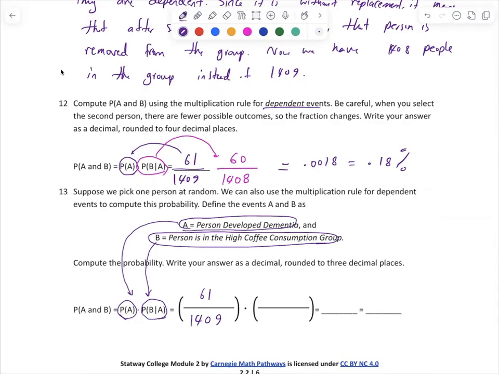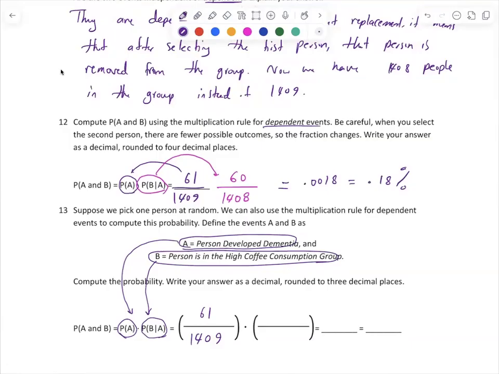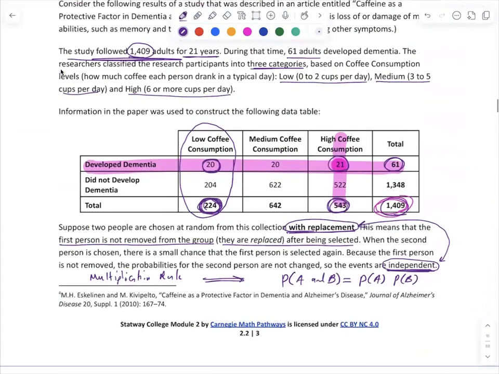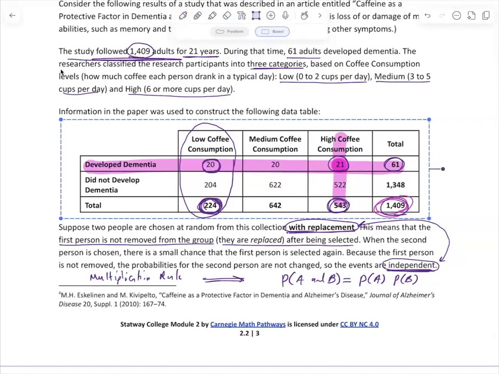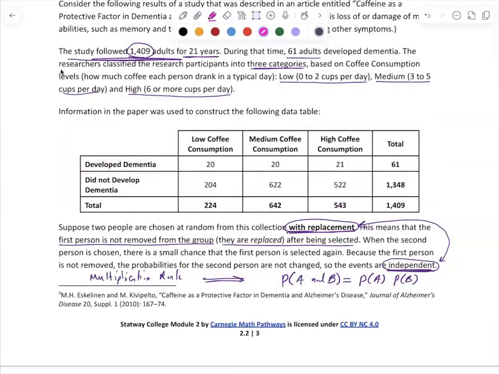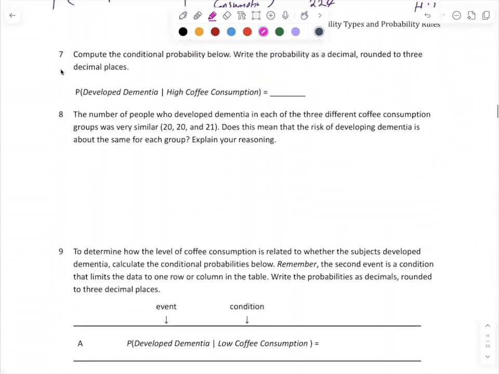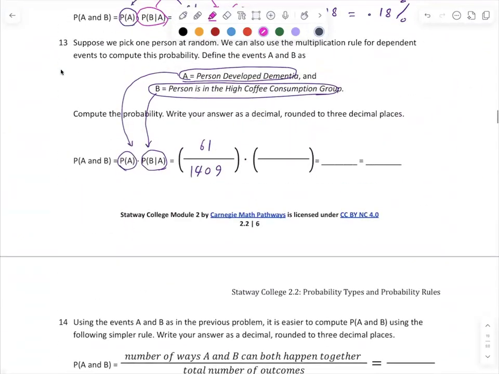Take a look at this. High coffee consumption group, given that the person developed dementia, which is 21. 21, and you have the given condition, developing dementia. 21 divided by 61. So here we go.